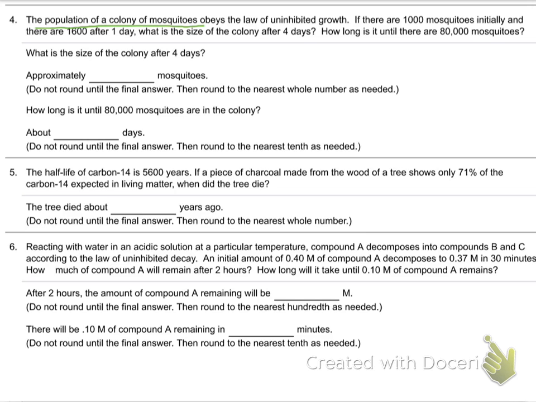Okay, so here's number 4. Population of a colony of mosquitoes obeys the law of uninhibited growth. What does that mean? How do living things grow? PERT. We always use PERT because that's continuous growth. So it's the same formula we use for money growing continually, but it's for living things, which always grow continuously and not in jumps. Okay, there's 1,000 mosquitoes initially and 1,600 after 1 day.